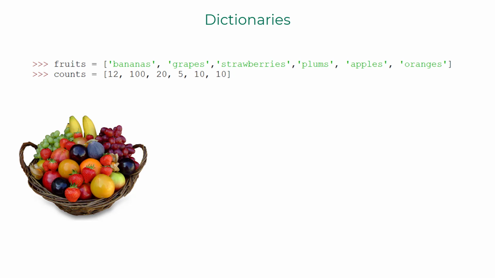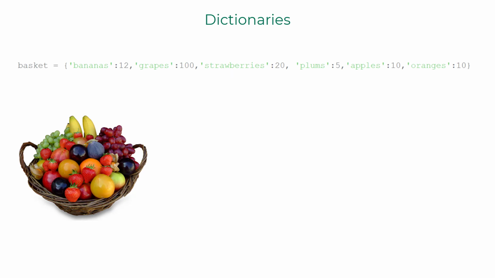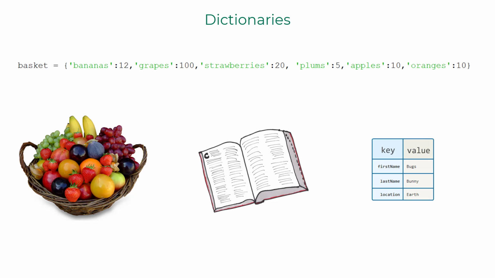Turns out there is a better and more intuitive way of storing this information, that is by using dictionary objects in Python. You already know of dictionaries that contain words and their corresponding definitions. Similarly, Python dictionary objects contain keys and their corresponding values. Let me introduce you to the syntax of creating dictionary objects in Python.